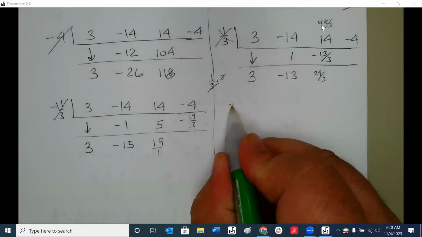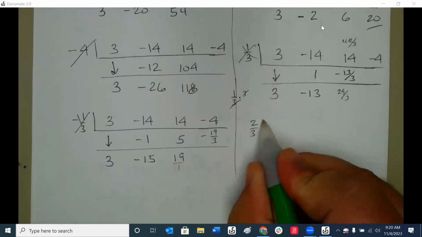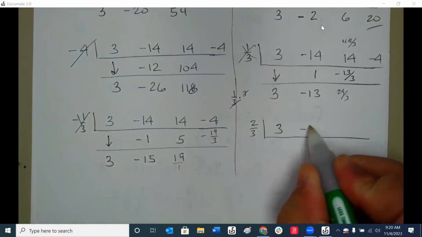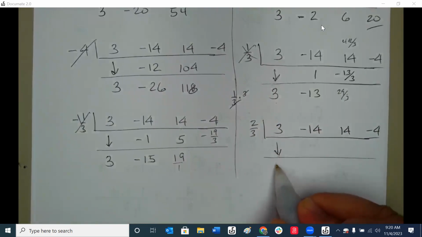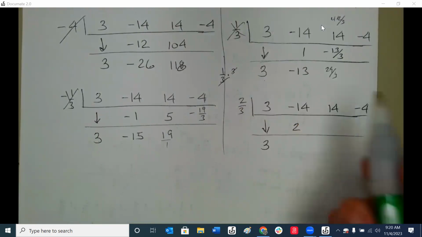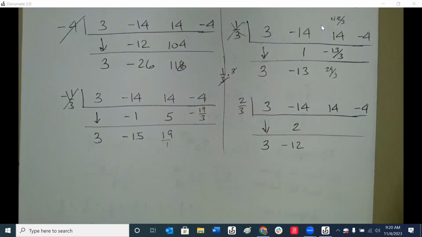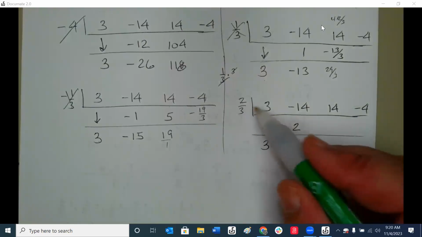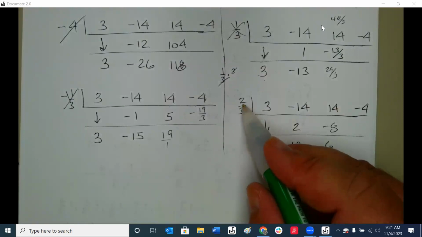So we try 2/3. I believe it's 2/3, isn't it? Yeah, 2/3. The coefficients are 3, -14, 14, -4. Bring down the first term. 2/3 times 3, the 3's cancel, we'll just get 2. -14 plus 2 is going to be -12. 12 divided by 3 is 4. So -4 times 2 is -8. 14 minus 8 is 6. 6 divided by 3 is 2. 2 times 2 is 4.